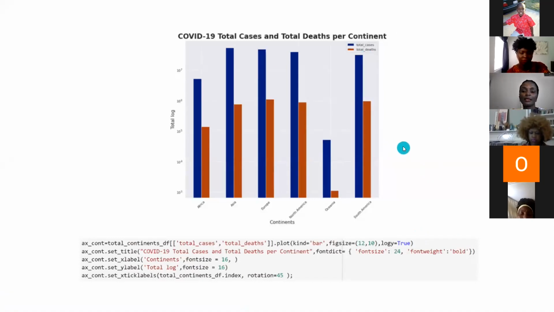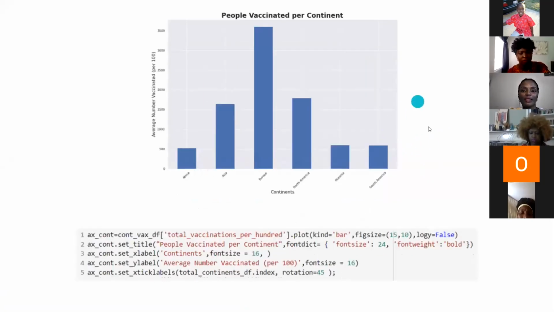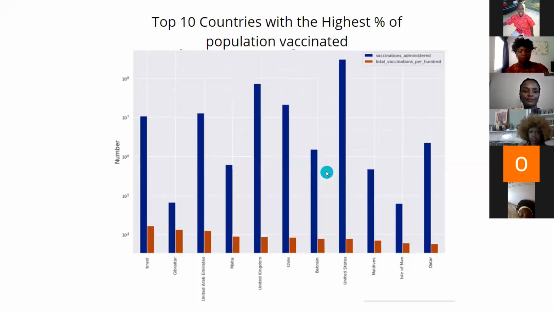The codes are there. If you have any questions, remember to type them on the chat and we can look at that as we go. So this one, we have the people vaccinated per continent, and Europe leads and North America follows.